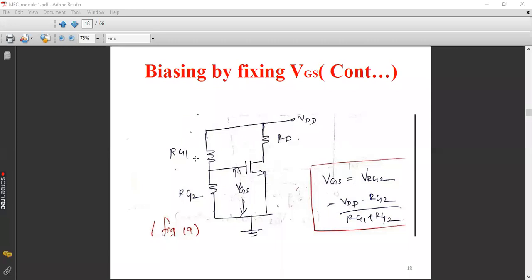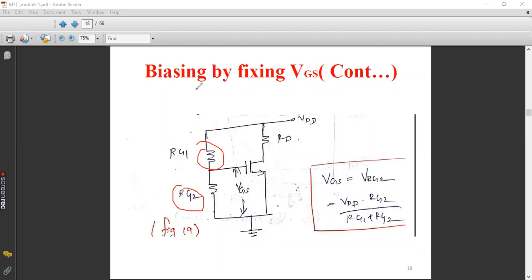Also you can see I've used a voltage divider network by making use of two resistances, RG1 and RG2, and from this I have derived the equation for VGS. VGS is the voltage across the gate and source, which is equal to the voltage across RG2. We have two resistances connected at the gate terminal. One is RG1, which connects between the gate and the supply voltage VDD. The second resistance is RG2, which is connected between the gate and ground.